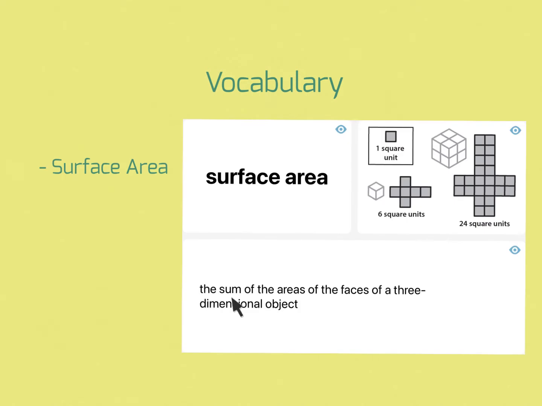Surface area is the sum of the areas of the faces of a three-dimensional object. So you're using area to add up each side of the net shape to get the surface area.